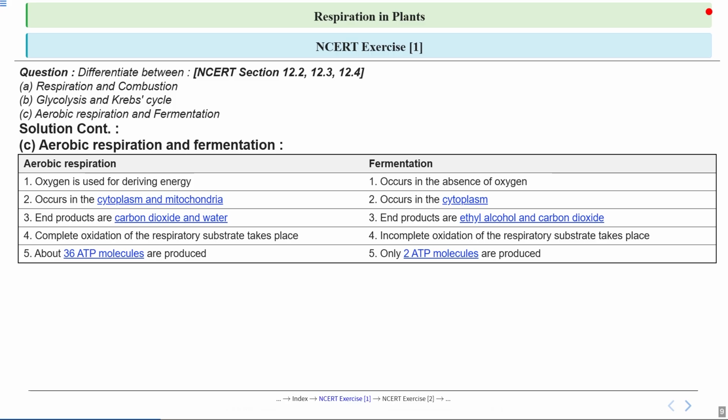Now, complete oxidation of respiratory substrate, that is glucose, takes place in aerobic respiration. Whereas in case of fermentation, there is incomplete oxidation of glucose or the respiratory substrate. In case of aerobic respiration, about 36 ATP molecules are produced. And if we talk about fermentation, only 2 ATP molecules which come from glycolysis are produced.